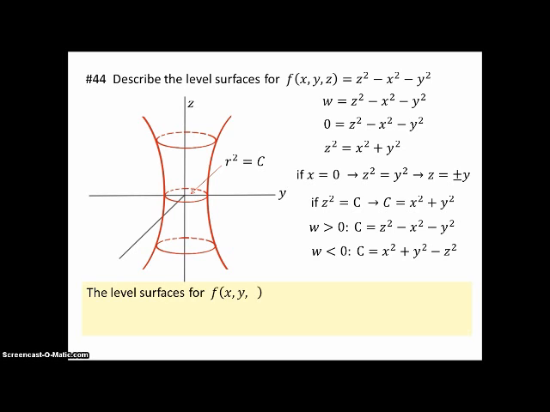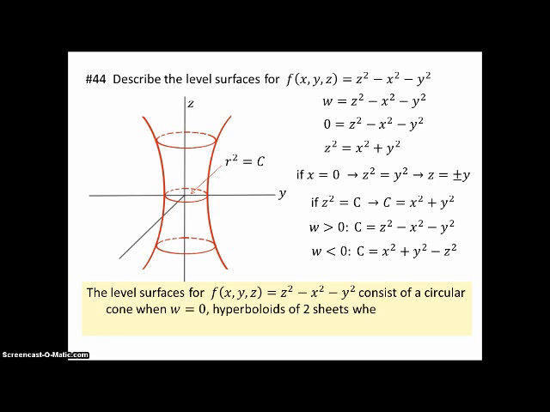So the level surfaces for this function consist of a circular cone when w equals 0, hyperboloids of 2 sheets when w is positive, and hyperboloids of 1 sheet when w is negative. And all of these would be around the z-axis.